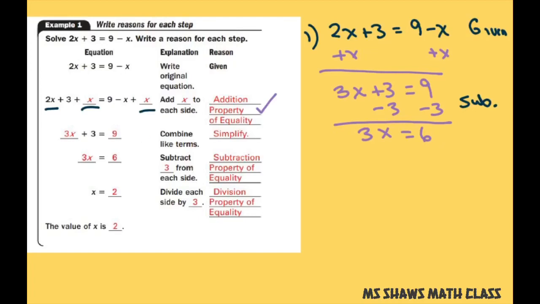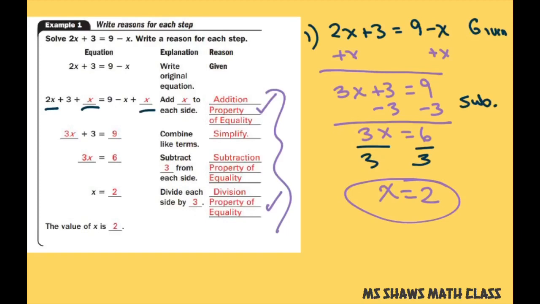So a lot of times we skip steps. So now we're going to divide both sides by 3. That's your subtraction. No, that's your division property. Oh my goodness, we already did the subtraction. So that's your division property. So you get x equals 2. So you've done this before, but you didn't have to write all this down.